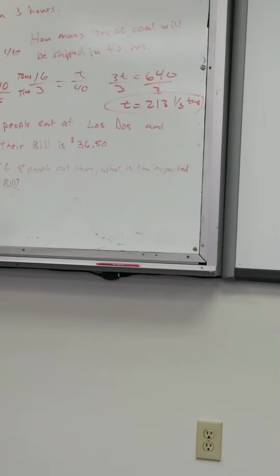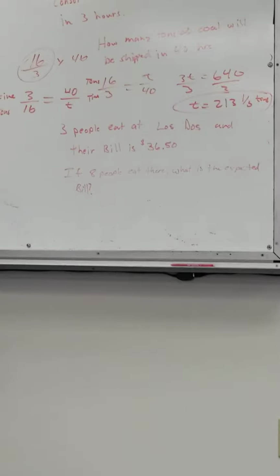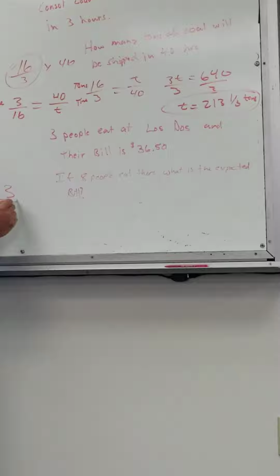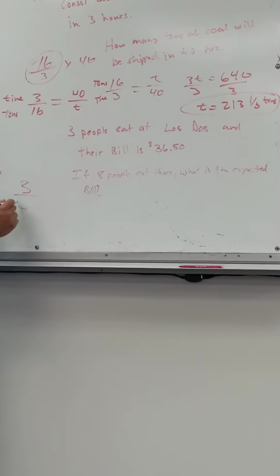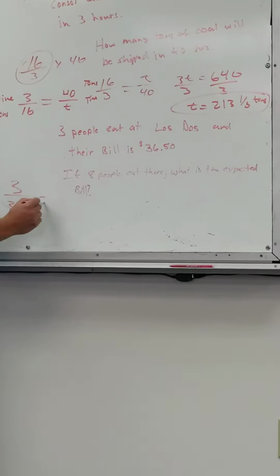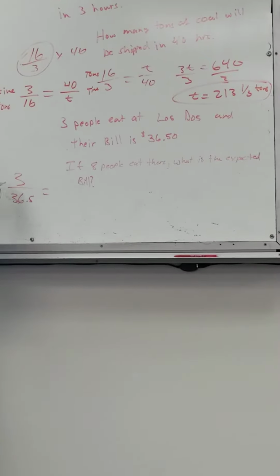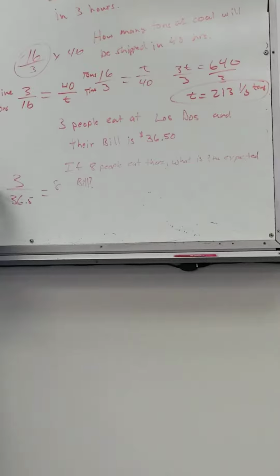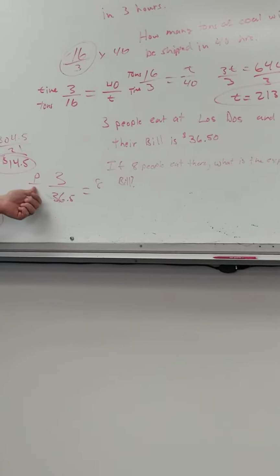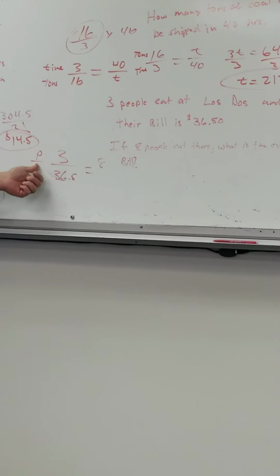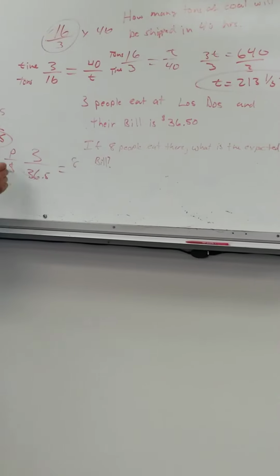Okay, so how do I set this up? 3 over. I can do that. It's fine if I do 3 over what? 36.5. Then what do I have to do on the other side? What goes on top? 8 people, right? I have to think. I like to write this out to the side when I do this. People per what? Money. Per dollar.